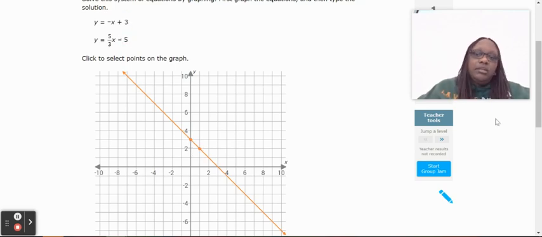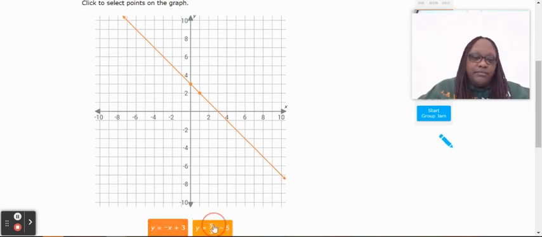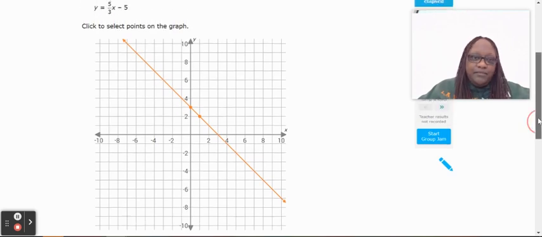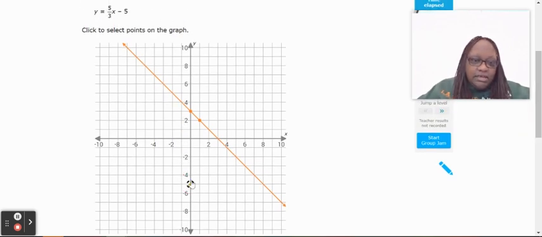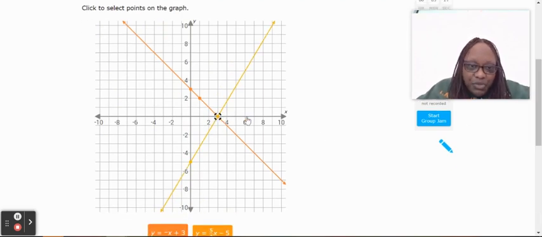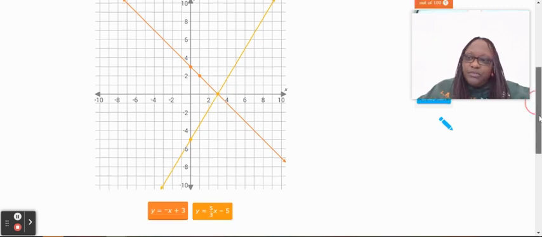For the second one, my starting point is at negative 5. And then my slope is 5 over 3. So I go up 5 spaces, 1, 2, 3, 4, 5, and then 3 spaces to the right. And they meet right here on the x-axis. So when x is equal to 3, y is equal to 0. So 3 comma 0.